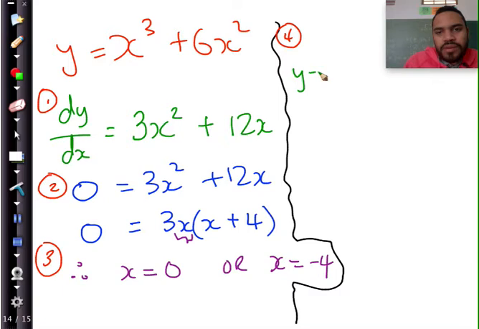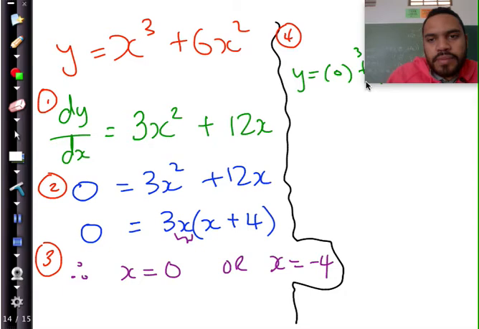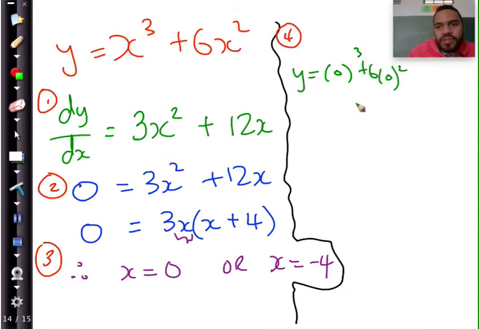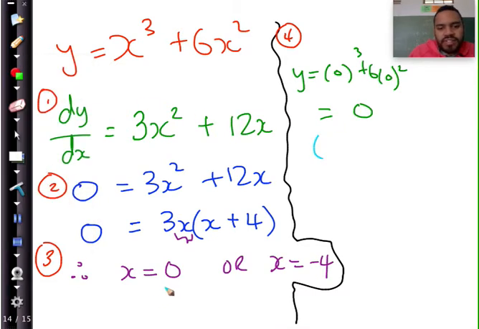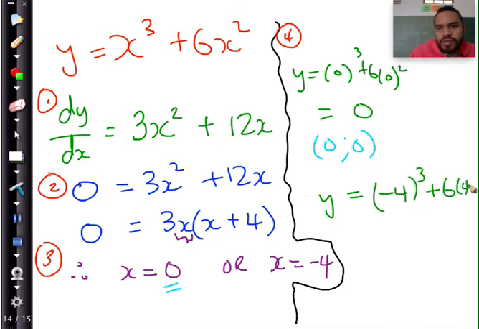So let's substitute in x equals 0. y equals 0 cubed plus 6 times 0 squared, sorry, that was an error, which gives me 0 plus 0, which is just 0. As coordinates, I've got 0 on x and 0 on y. Now the next one: y equals negative 4 cubed plus 6 times negative 4 squared. You can do that one on a calculator quickly. This is going to give you negative 64, isn't it?